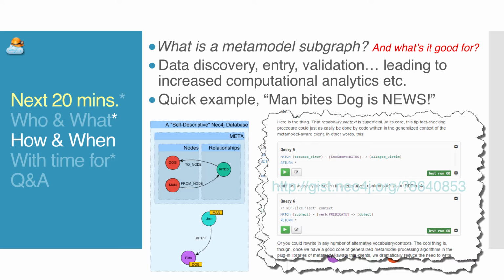Okay, that's what would be in the metamodel subgraph. Well, there's two partitions: structure and process. The structure part has to be able to wend together the complex.